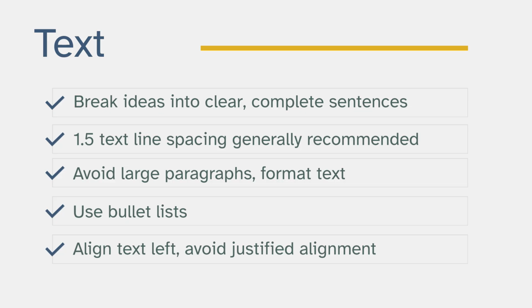Avoid large, dense paragraphs. Instead, format content for clarity by using bullet points to highlight key ideas. Finally, align text to the left and avoid justified alignment, as uneven spacing between words can make reading more difficult for neurodivergent learners.